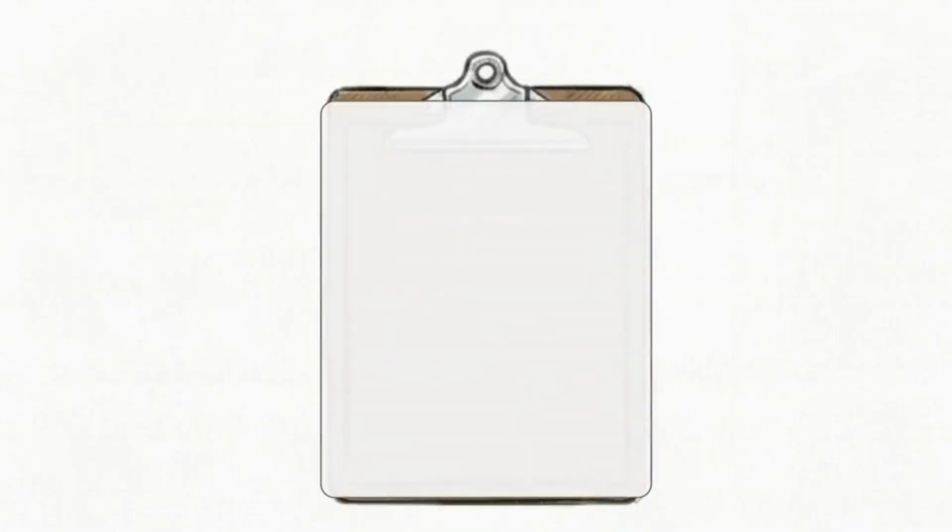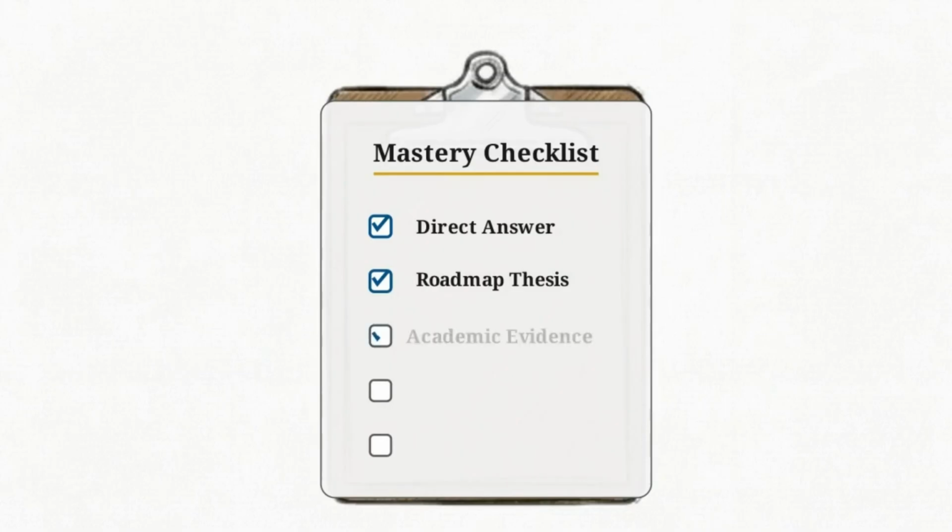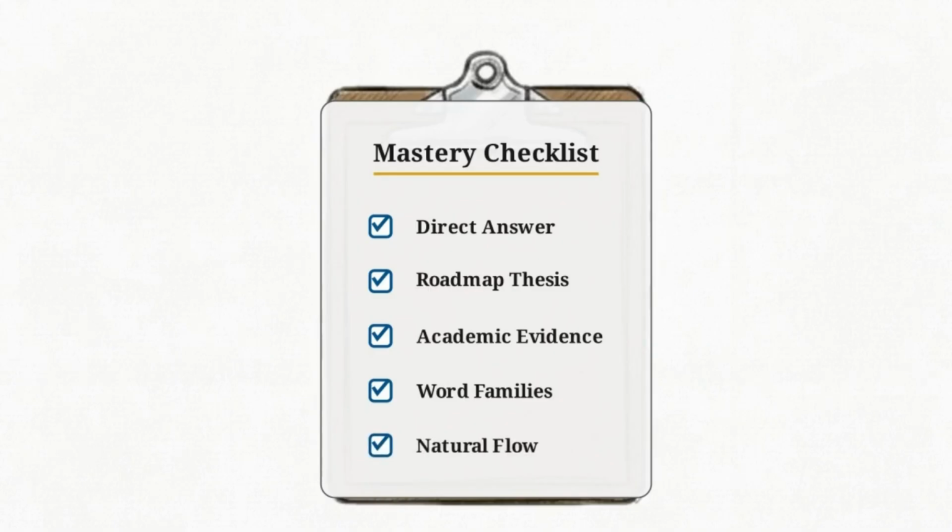This checklist outlines your exact plan for the next essay. Answer the prompt directly in sentence 1. Build a roadmap thesis. Swap personal stories for academic evidence. Use word families to avoid repetition. And drop the mechanical linking words for natural flow.